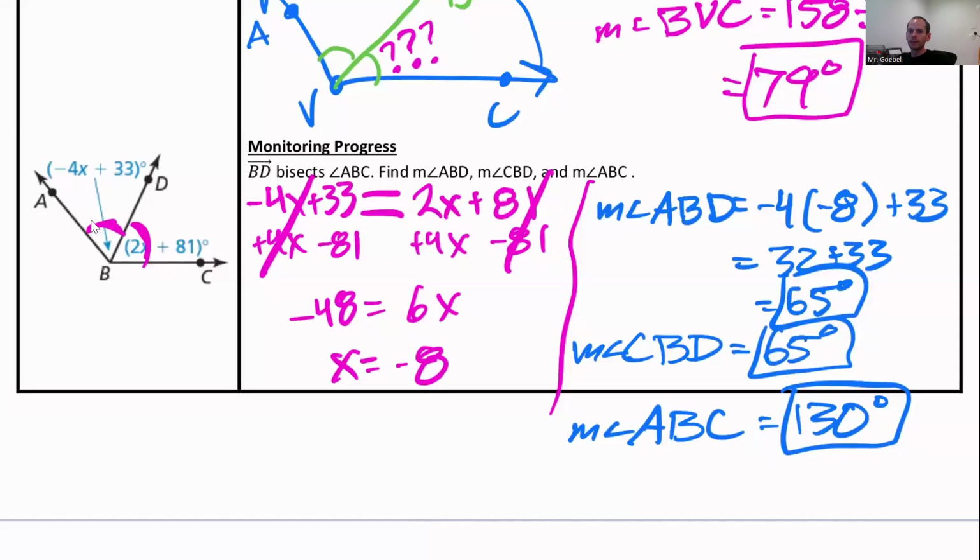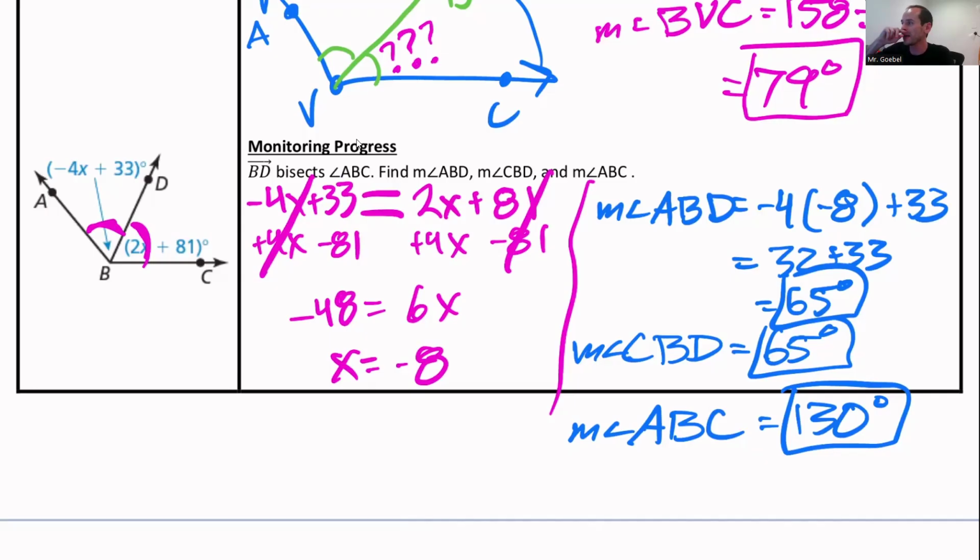All right, let's take a look at what we have here. Solving for x a little bit trickier than the last few. Let's see. I added 4x to each side. 2x plus 4x gave me a 6x, minus 81 from each side. That gave me a negative 48. And so when I divide by 6, I do get a negative x, which might make some of you worried. That's okay. X can be negative.